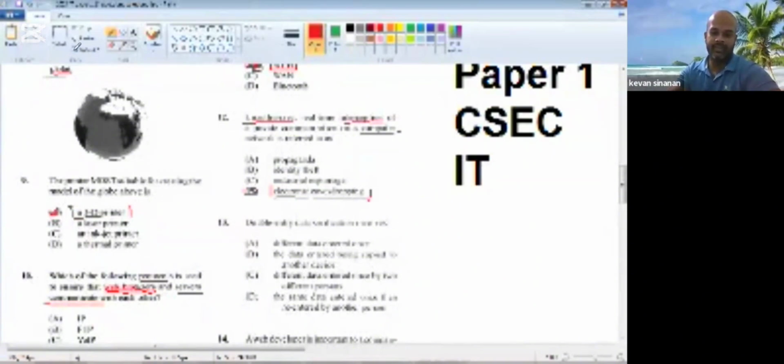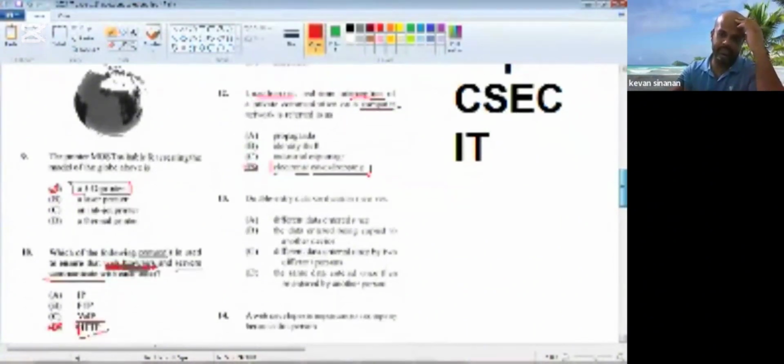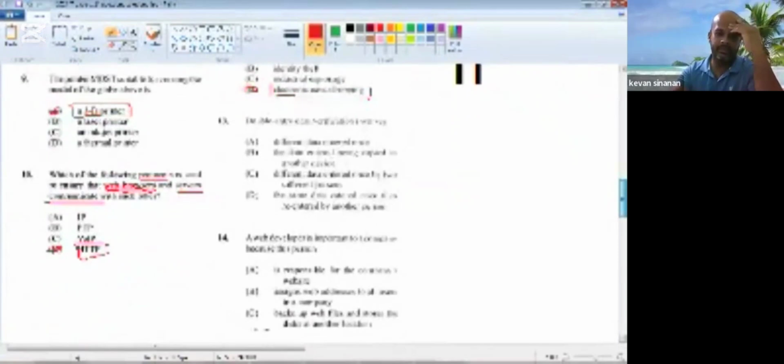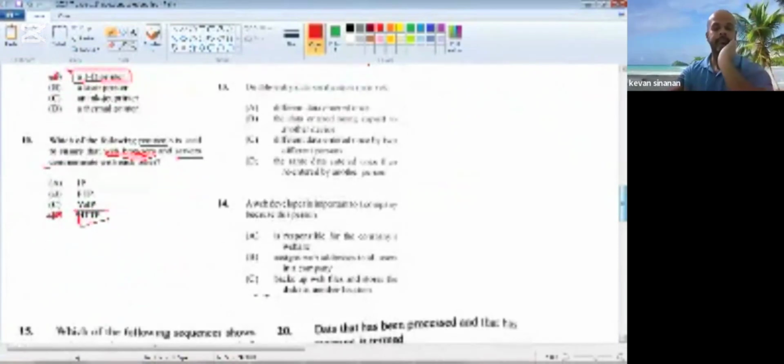It won't be identity theft. It will not be propaganda, and it will not be industrial espionage. Industrial espionage might seem similar, but it is not the same thing.